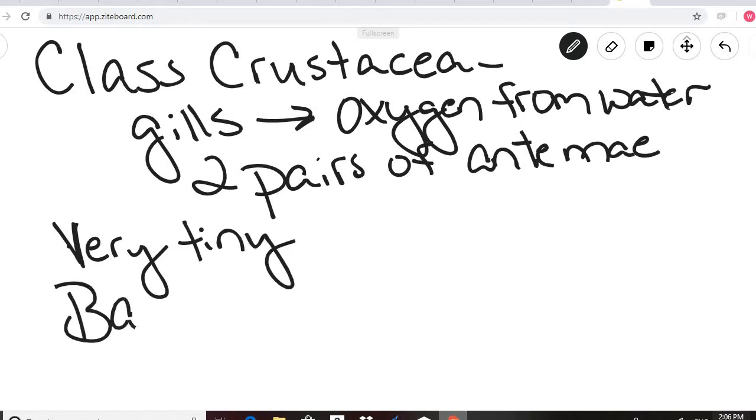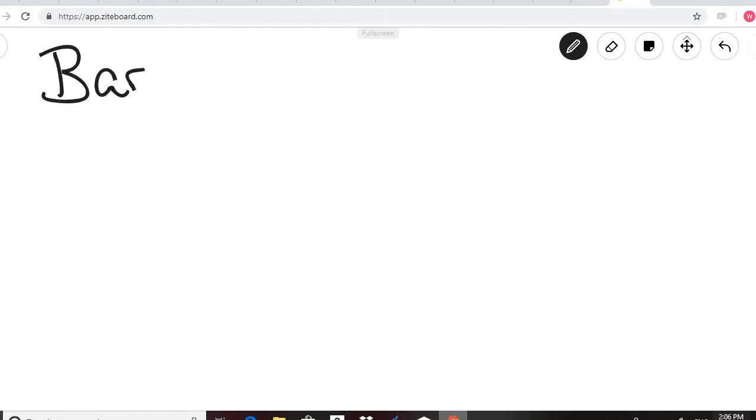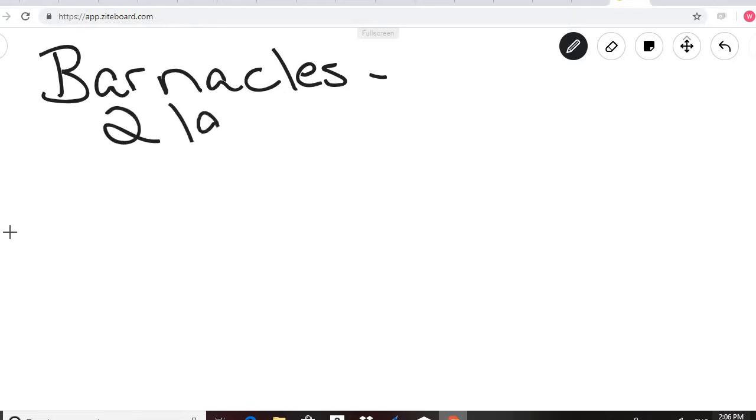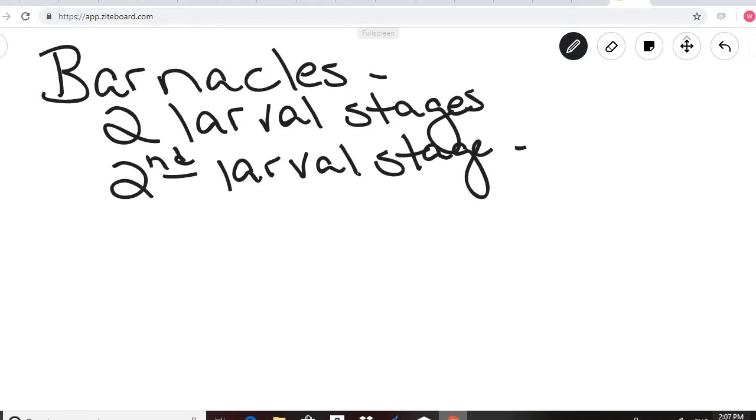So maybe you've heard of barnacles. Let's go ahead and erase this. One example of crustaceans are barnacles. The unique thing about barnacles is that they have 2 larval stages. And in their second larval stage, they will attach to something hard.